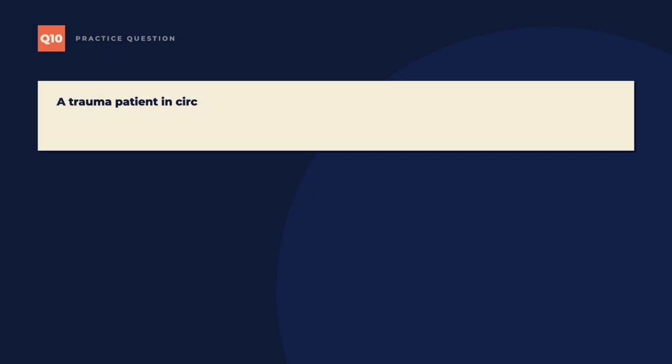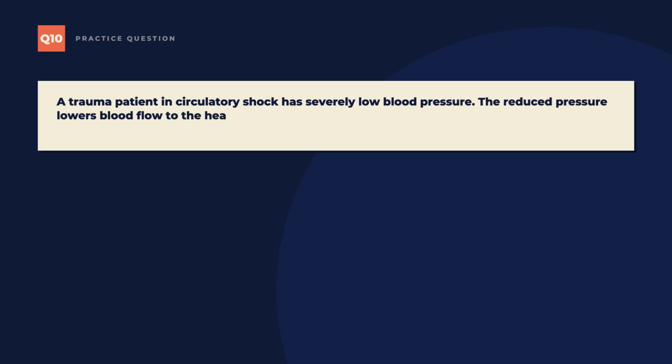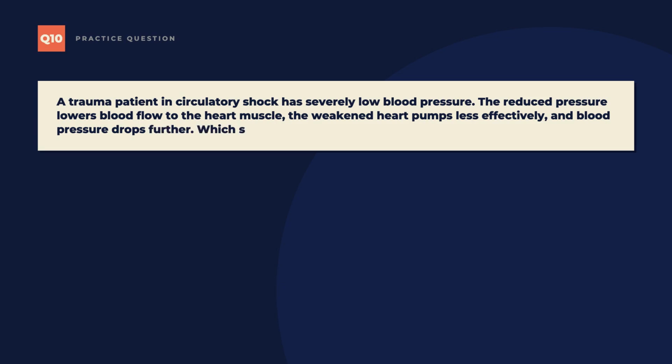Question 10. A trauma patient in circulatory shock has severely low blood pressure. The reduced pressure lowers blood flow to the heart muscle. The weakened heart pumps less effectively, and blood pressure drops further. Which statement best explains why the situation is so dangerous?